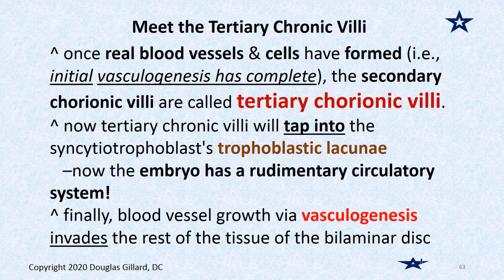Once you have real blood vessels and real cells in those little finger-like projections, your secondary chorionic villi, they get a name change, and now they're called tertiary chorionic villi. And it's the tertiary chorionic villi that will tap into the syncytial trophoblastic lacunae, which have already tapped into mom's blood supply. Bottom line is we have blood now flowing through the syncytial trophoblast into the deeper meat of the blastocyst.